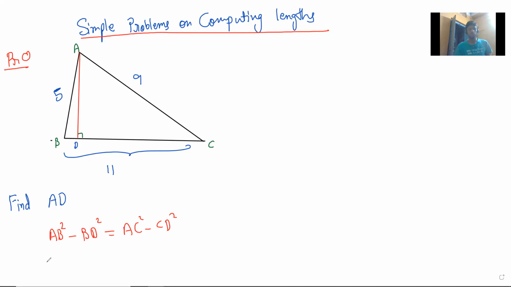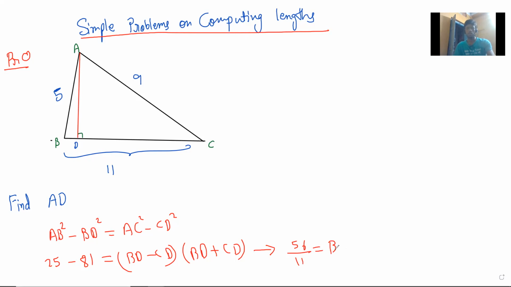sum is given. So it's just 25, and then you put the AC on this side, and then you have BD minus CD, and then there is BD plus CD. From here you can find the answer. Can anybody calculate this? So BD minus CD, or rather CD minus BD, because otherwise it's negative, is 56 by 11.